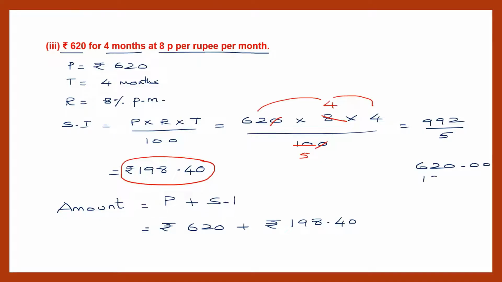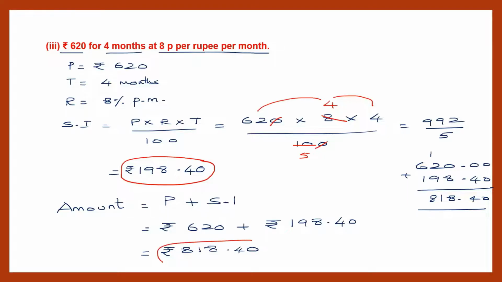620.00, 198.40. Okay, now add this up. 0, 4.8, 9 plus 2 is 11, carry 1, 6, 7, 8. 818.40. So the amount is rupees 818.40. So we have found our answer to this question also. The amount is 818 rupees and 40 paise.